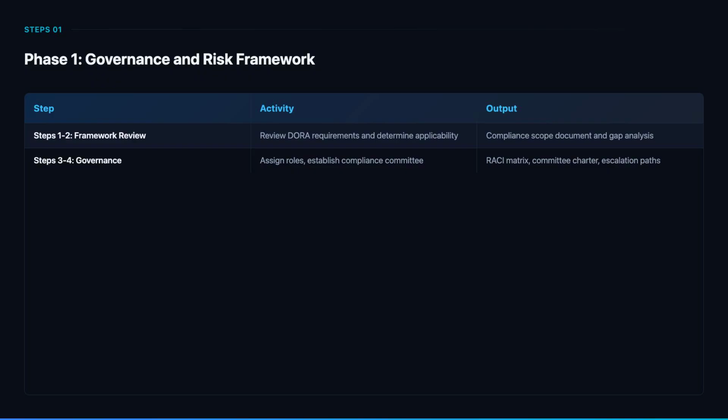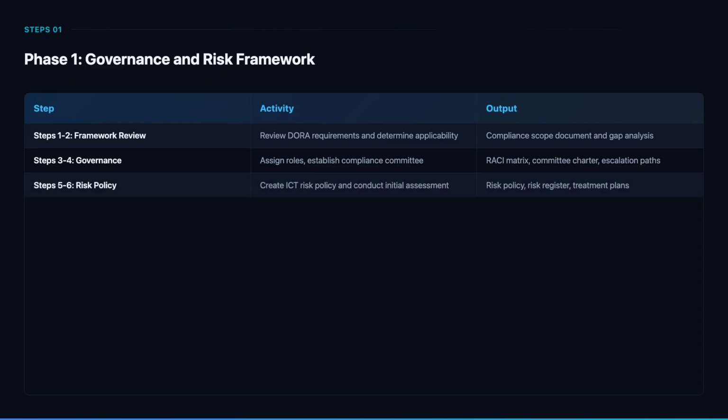Steps 3 and 4 establish governance. Assign key roles and responsibilities. Create a DORA compliance committee with cross-functional membership, and define escalation paths for ICT risk decisions. Steps 5 and 6 build the risk framework. Create a comprehensive ICT risk management policy and conduct an initial risk assessment that identifies, analyzes, and prioritizes ICT risks across all critical systems and processes.